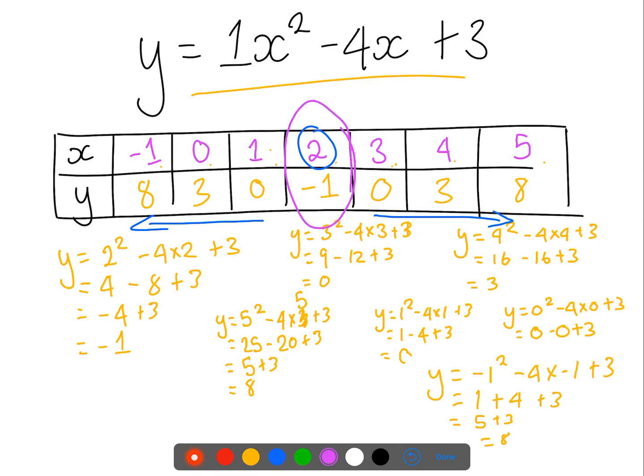But we know this is the turning point because either side is correct. Then you'd have to plot it on the graph. I haven't done that one, but you should be able to do it. Remember, this is x, this is y. So our turning point would be 2 along and 1 down because it's negative.